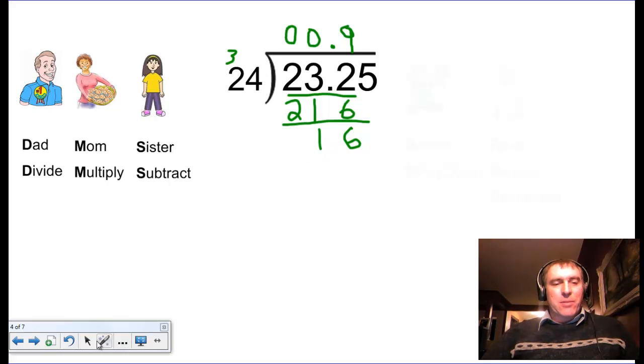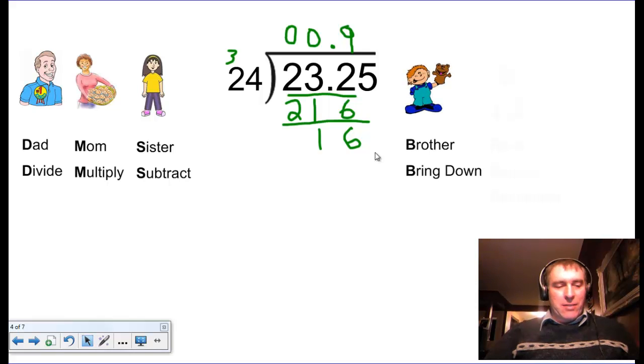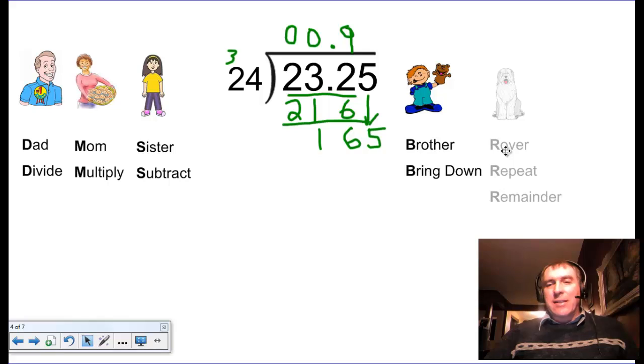And the next process is Brother, who tells us we need to bring down. So when we bring down, we bring that 5 straight down here and put it in there. So now we've got 165, and that is where Rover tells us that we either repeat or that's our remainder. And since our remainder is bigger than our number up front, then we do carry through. We do repeat it one more time.